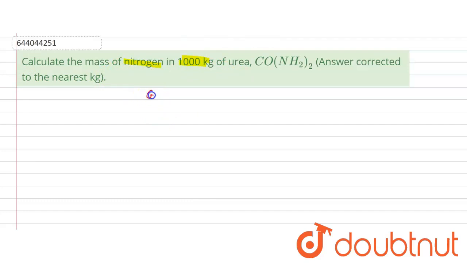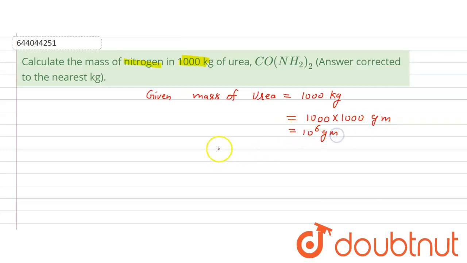It is given that the given mass of urea is equal to 1000 kg, and in gram it is 1000 into 1000. 1 kg has 1000 grams, so multiply by 1000, and it is equal to 10 to the power 6 gram.